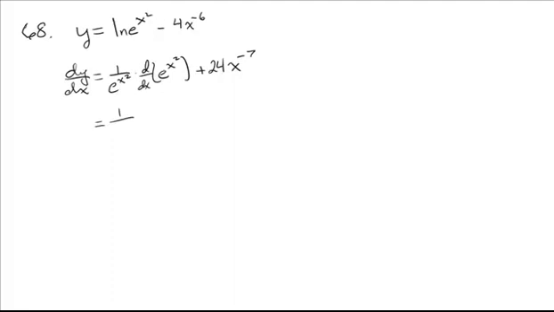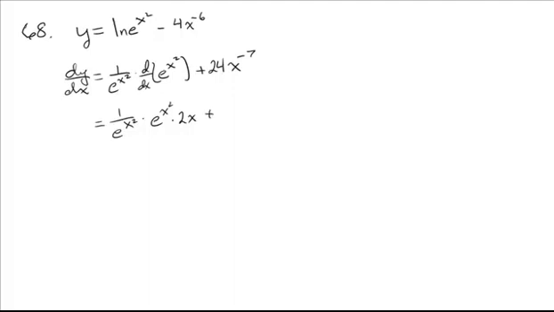Well, we have 1 over e to the x squared. The derivative of e to the x squared, well, it's an exponential. They always have themselves in the derivative, so it's e to the x squared times the derivative of the exponent. The exponent is x squared, its derivative is 2x, and that derivative is now done. We don't need to multiply by natural log of the base because the base is e.